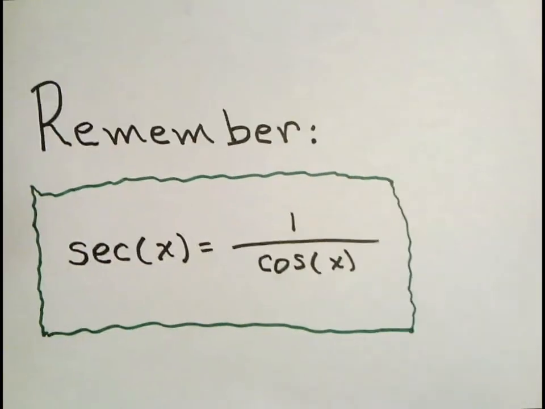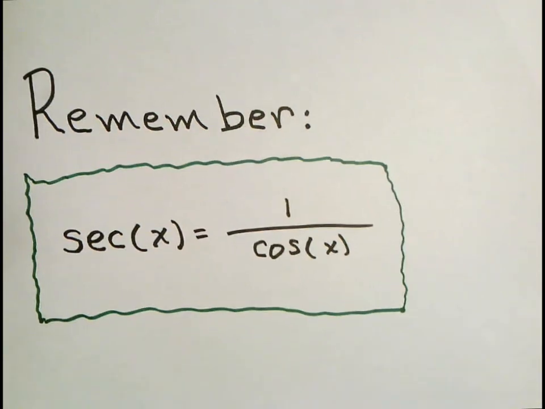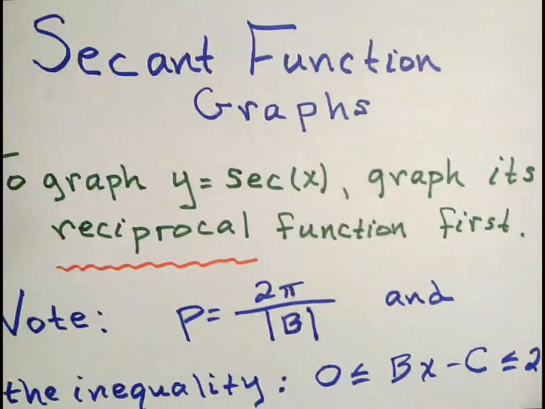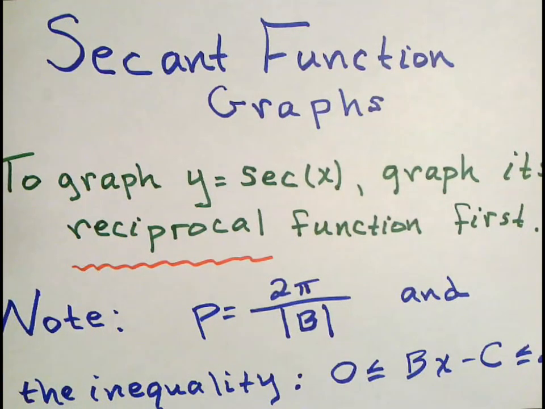And we have to remember that secant of x is equal to 1 divided by the cosine of x. And wherever the cosine of x is equal to 0, that is where we're going to have our vertical asymptotes. So when we get ready to sketch our secant function, let me move this over so you can see it. We're going to first of all graph its reciprocal function.